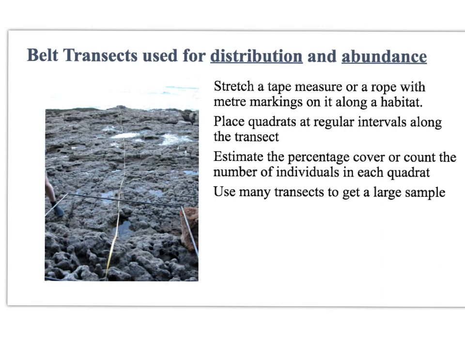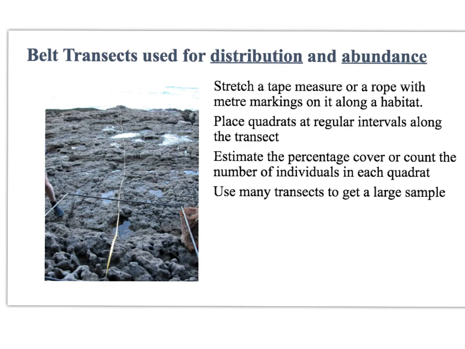So every metre, every 2 metres, it would depend on the length of your transect. And then you can estimate the percentage cover or count the number of individuals in each quadrat. That depends on what you're looking at, which is more appropriate, which we'll come on to in a second. And you can have several transects going across at different points along the shoreline to get a large sample to make it representative. That's a way that you can do repeats with this.